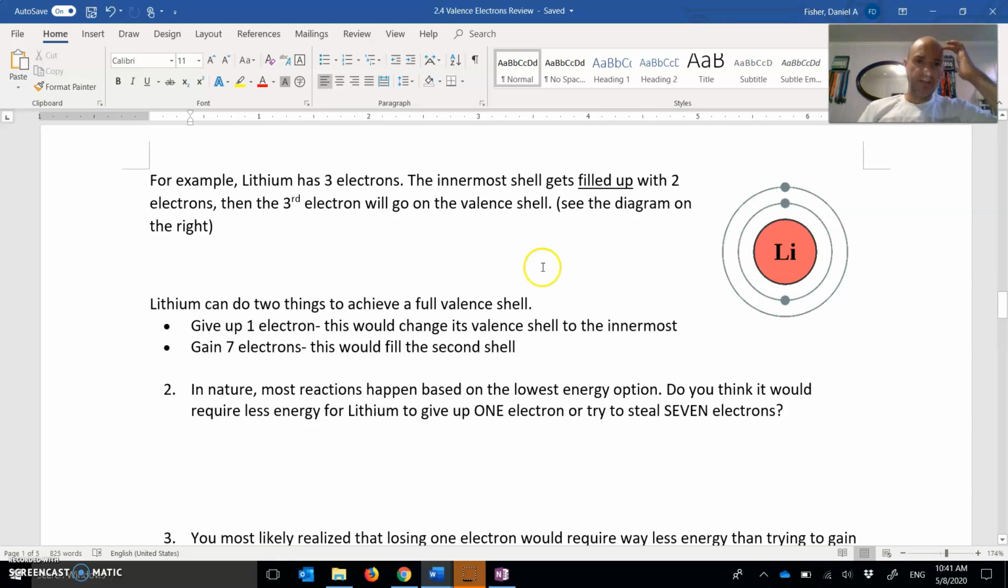All right, so here we are. We're thinking about lithium has 3 electrons. This is the diagram on the right that you didn't have.